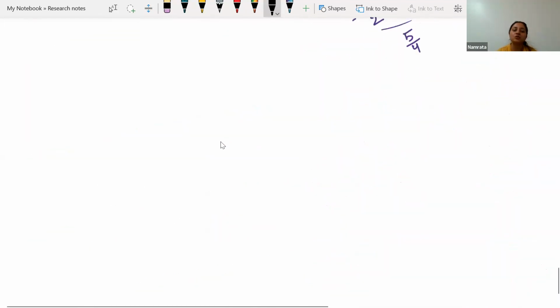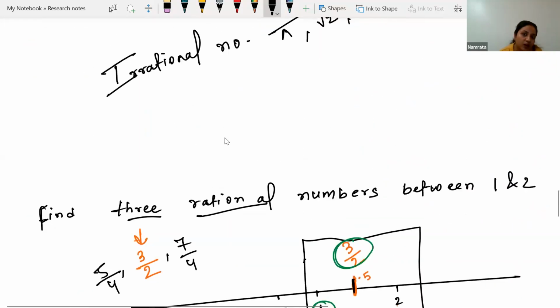So there is another way of doing that. Just a moment. Okay, so the other way is there, which is a quicker way of doing it.